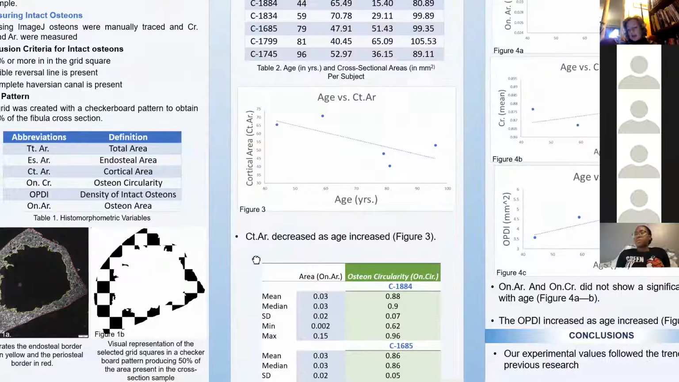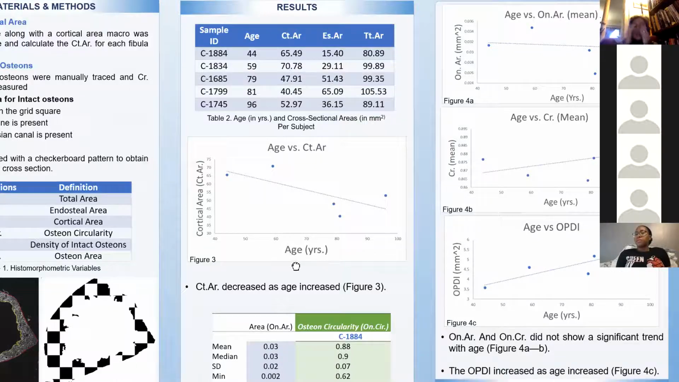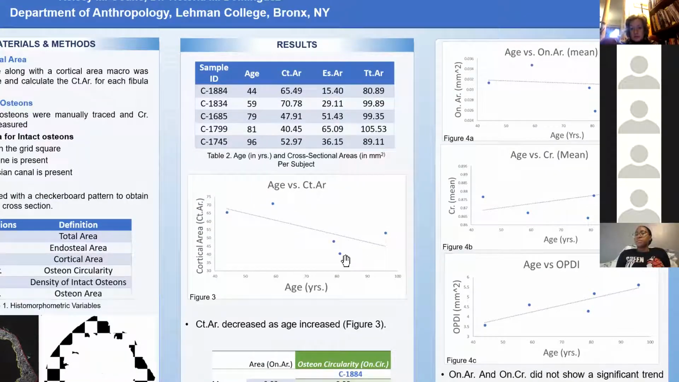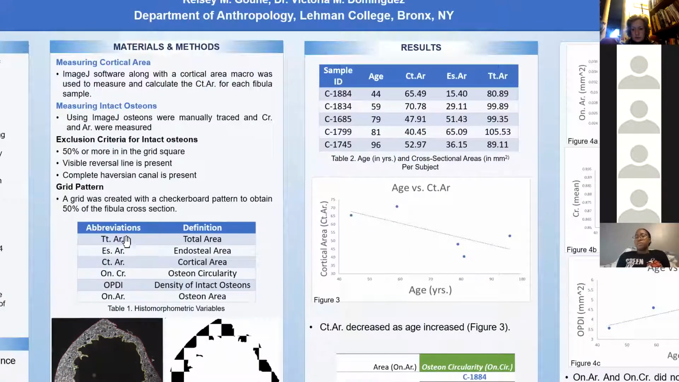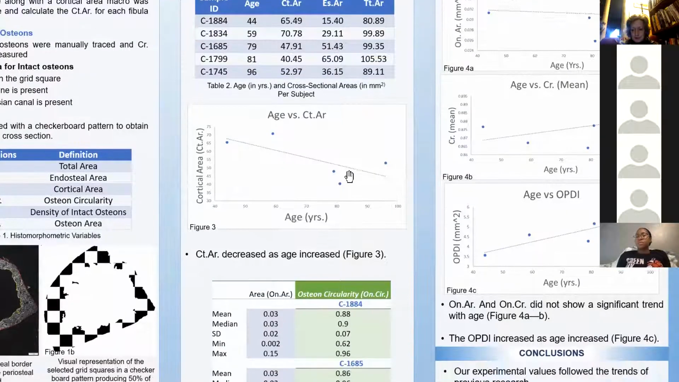So as a result of all of our collected data, we found some significant trends that matched with the previous research done on these topics. The main one we saw that was a significant trend was between age and cortical area. Just to remind you guys, this one. So the cortical area did decrease with age, which was to be expected.